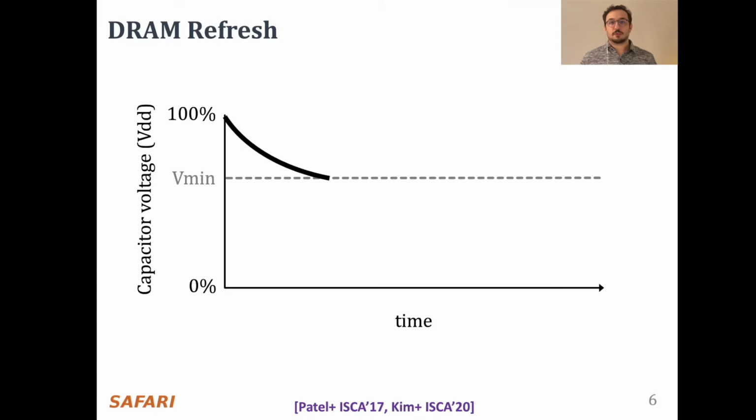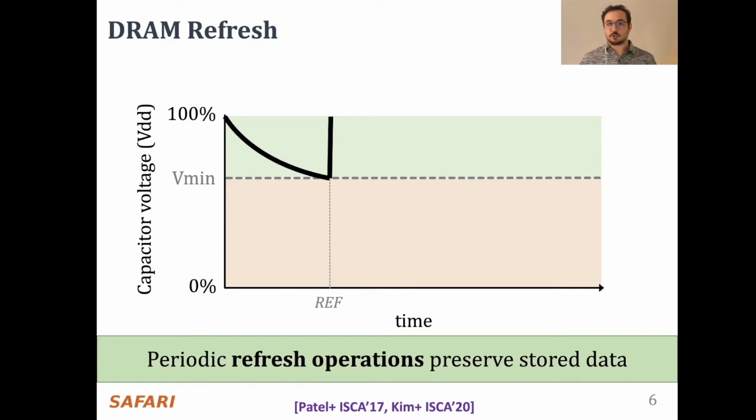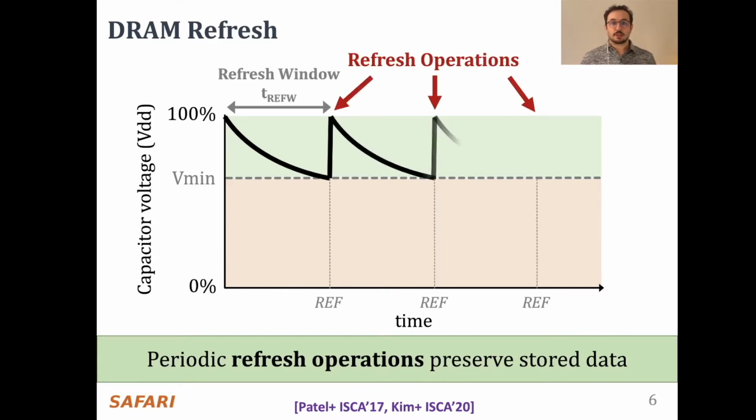Here we have a simplified diagram of the capacitor voltage over time. We see that the voltage decreases over time in an exponential decay. There is a threshold voltage Vmin, above which the stored data can be read successfully. However, as soon as the voltage drops below Vmin, a bit flip can occur. In order to prevent failures from charge leakage, periodic refresh operations are issued to restore the capacitor voltage. The interval between refresh commands is referred to as the refresh window.